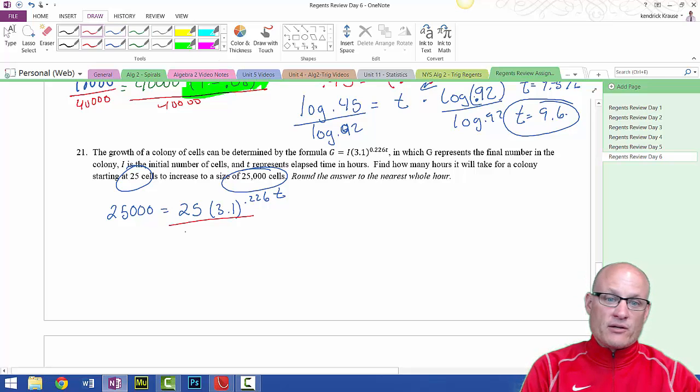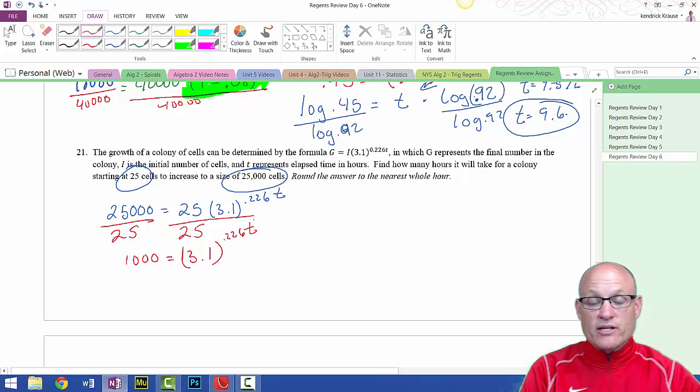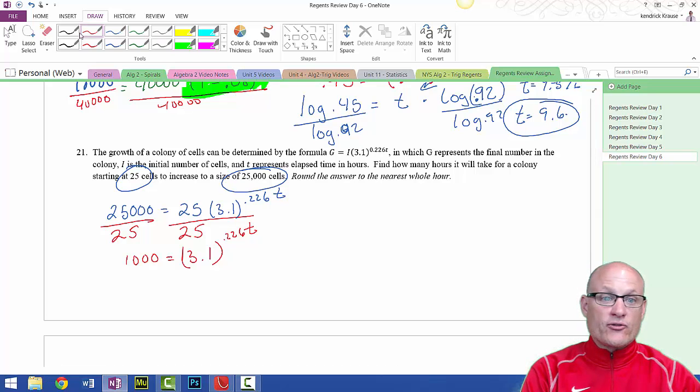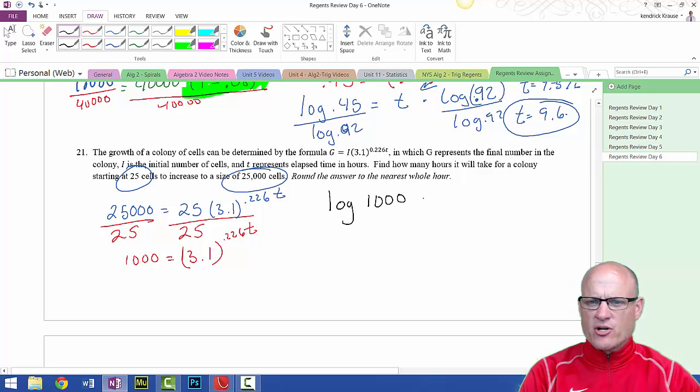So we're going to divide by 25. 25,000 divided by 25 is just 1,000, which is equal to 3.1 to the 0.226 T. I have to isolate the weird thing. I did that. Now, in order to solve it, I have to use logarithms. I'm going to log the left side, log of 1,000. By the way, if you do know that, that's 3, but if you don't know that, don't worry about it. Is equal to 0.226 T log of 3.1, because exponents come first.